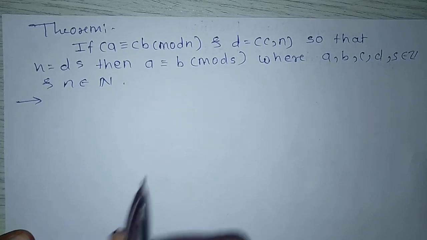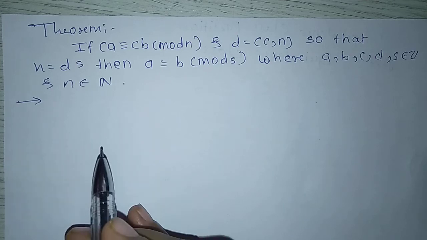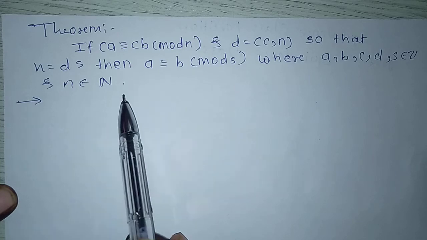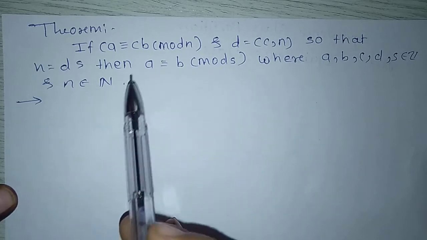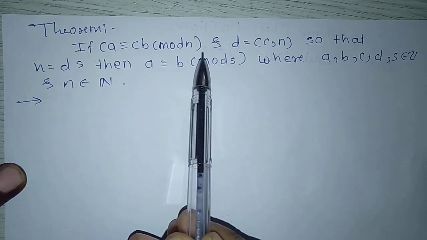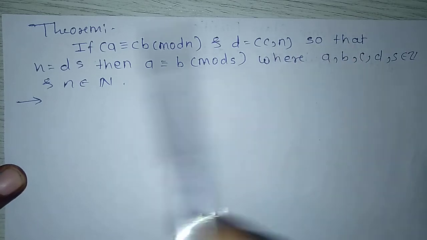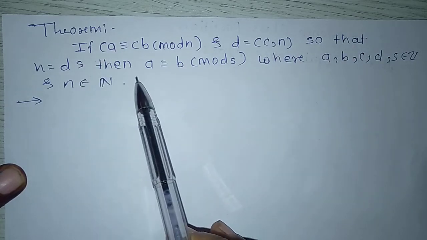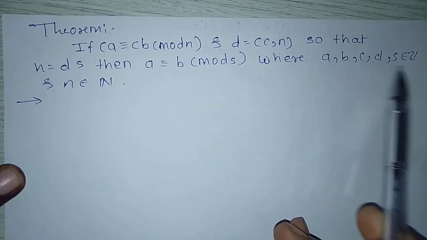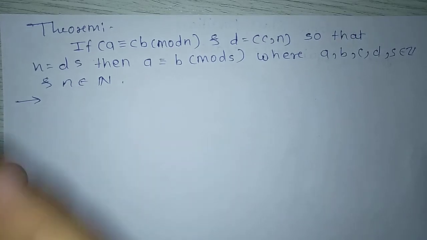Hello student, in the last video we saw the properties of congruence relation and their theorems. In this video, the last theorem of congruence relation is: if CA is congruent to CB mod n and d equals GCD of (c, n), so that n equals ds, then A is congruent to B modulo s, where a, b, c, d, s belong to Z and n belongs to natural numbers.